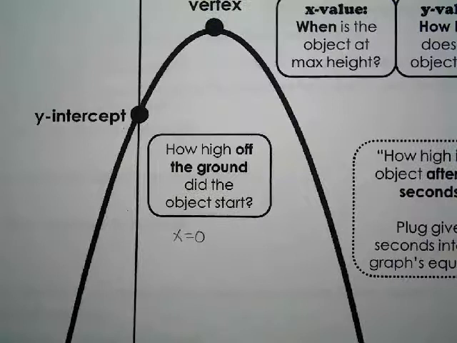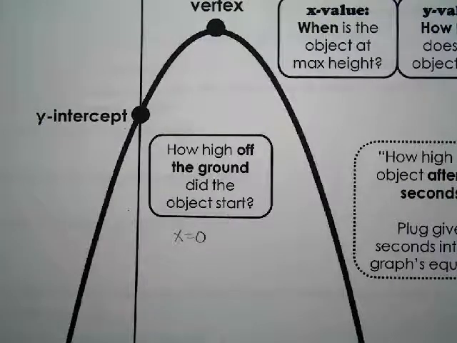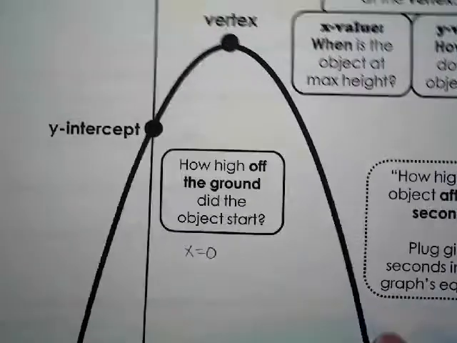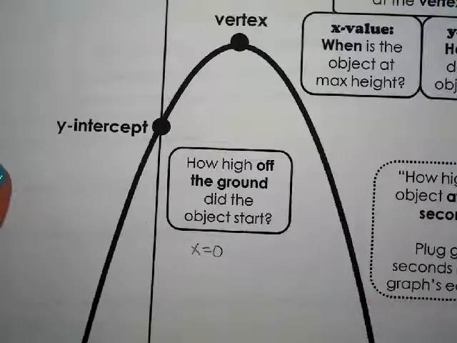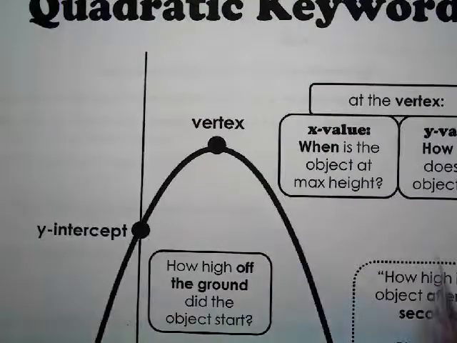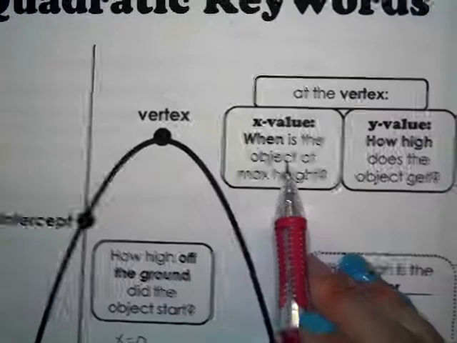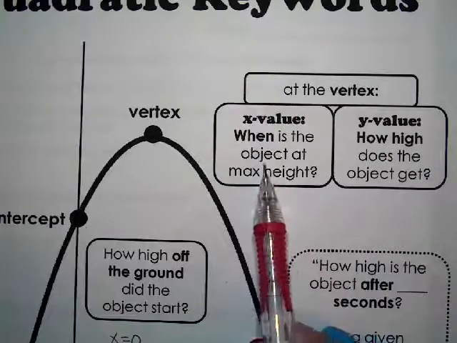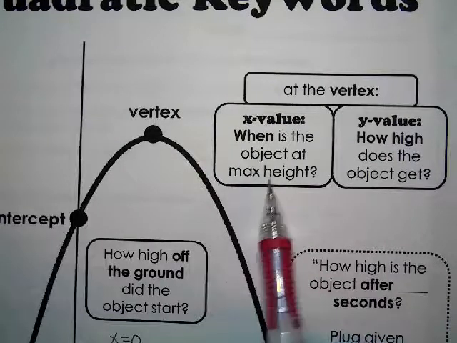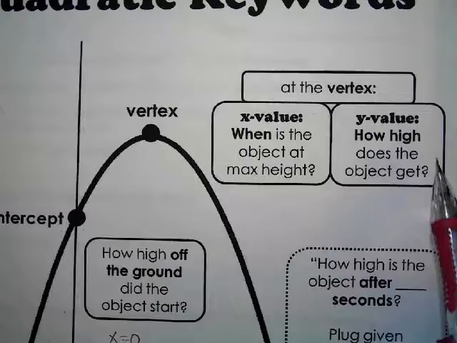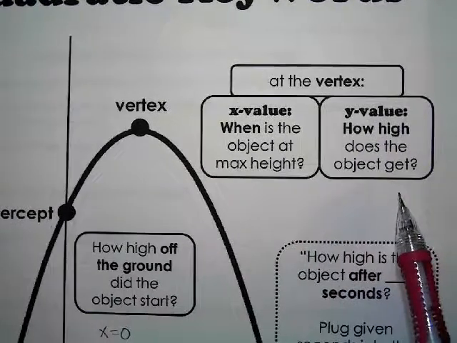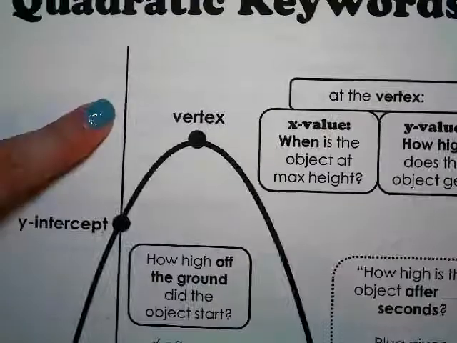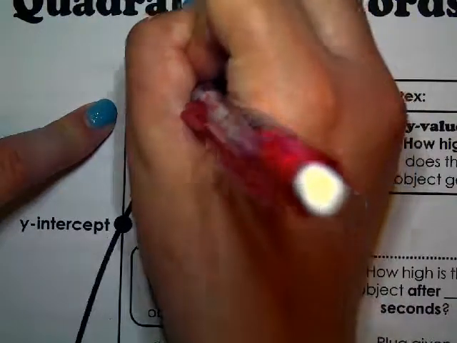All right, now the vertex, they're going to ask you questions. If they want the x value, they're going to ask something like, when did the object reach its maximum height? If they want the y value, they're going to ask something like, how high did the object get? Just a reminder, this is something you can add to your sheet. If you want the x coordinate, you're going to do x equals negative b over 2a.